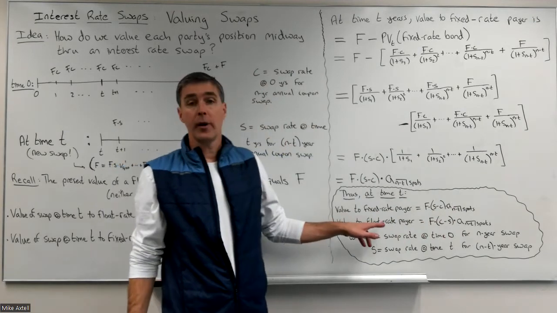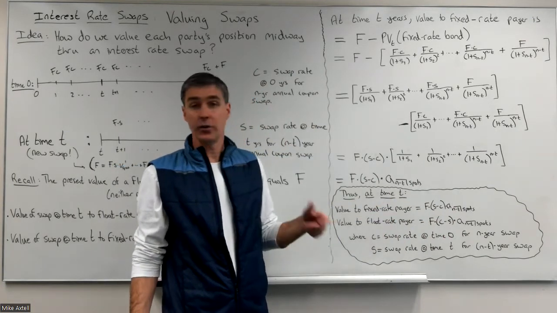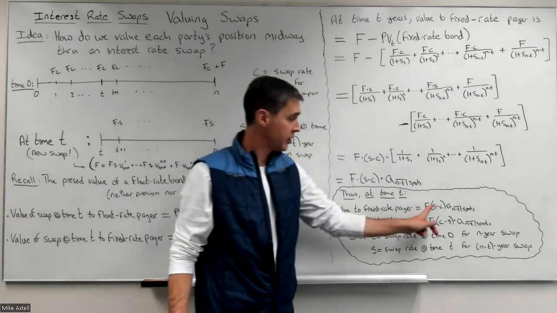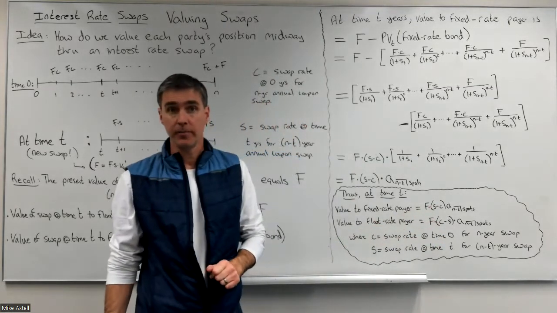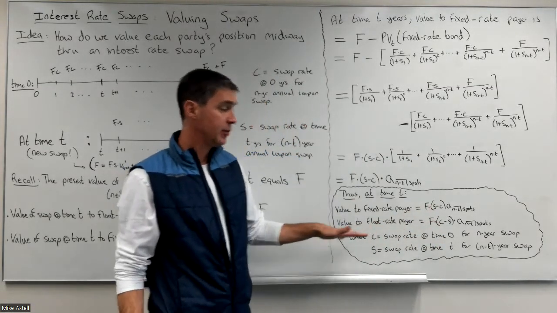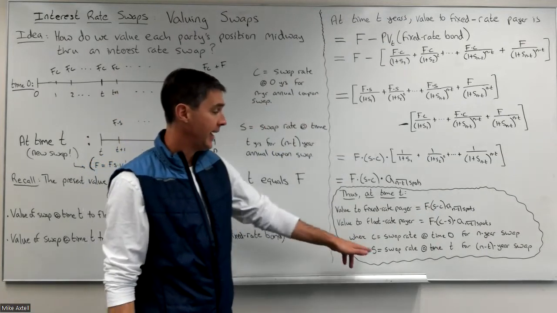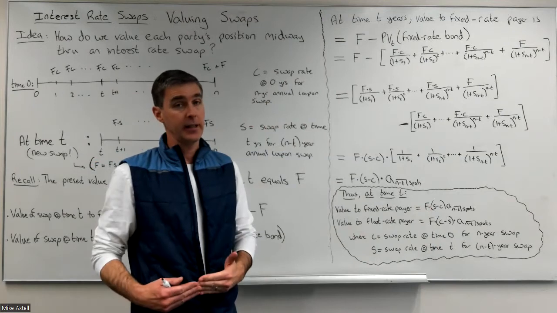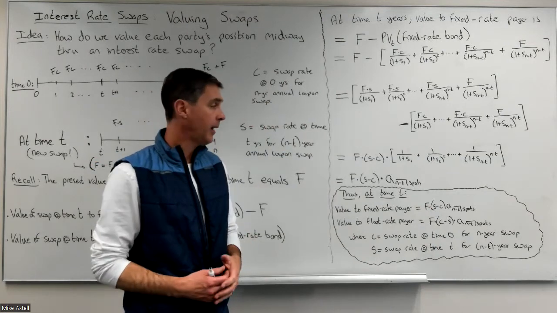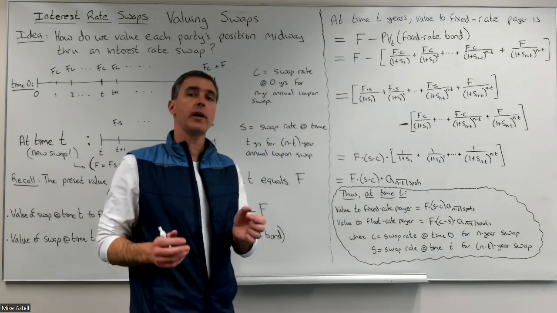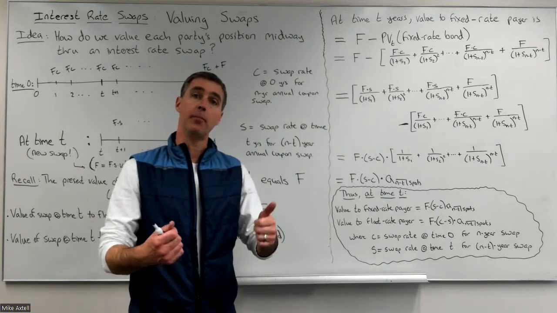The value to the float rate payer is negative the value to the fixed rate payer. They're opposites. So we can just flip the C and the S around. C was the original swap rate at time 0 for an N year swap. S is the swap rate at time T for an N minus T year swap. And this gives people a really quick and easy way of figuring out whether they're up or down.